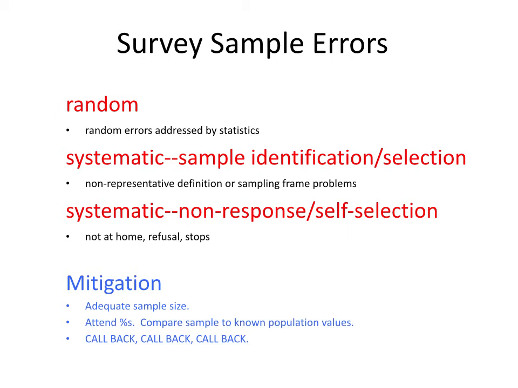And finally, call back. This assures that you get the people that you were intending to get, and that you get at least a fair proportion of the people who were unwilling to participate originally.